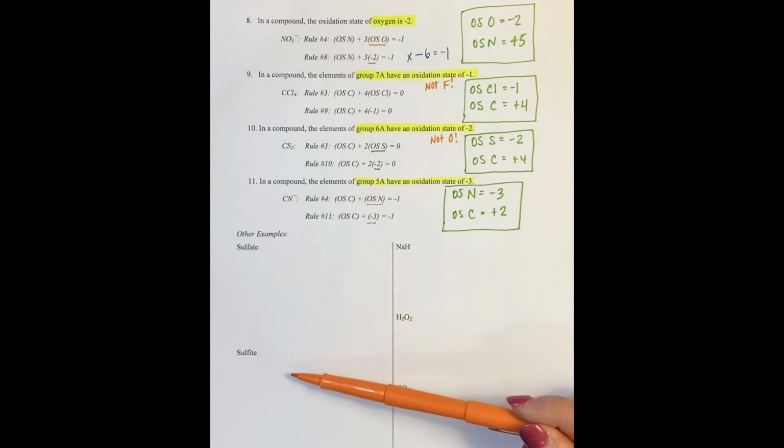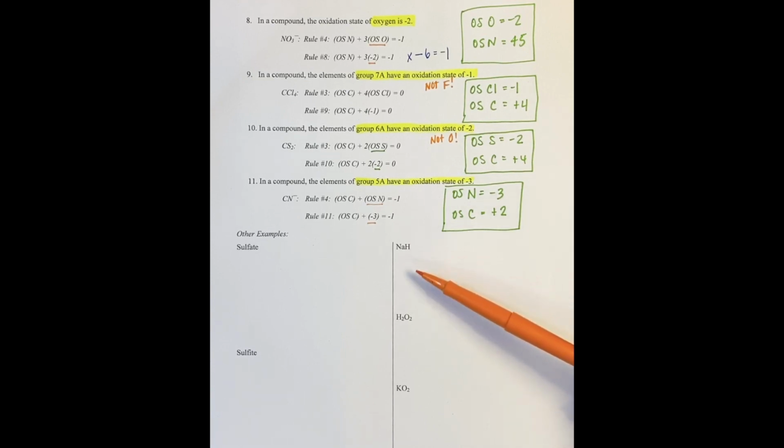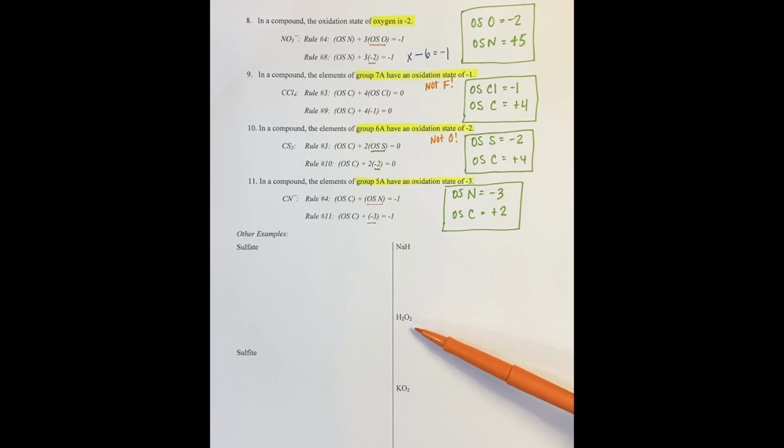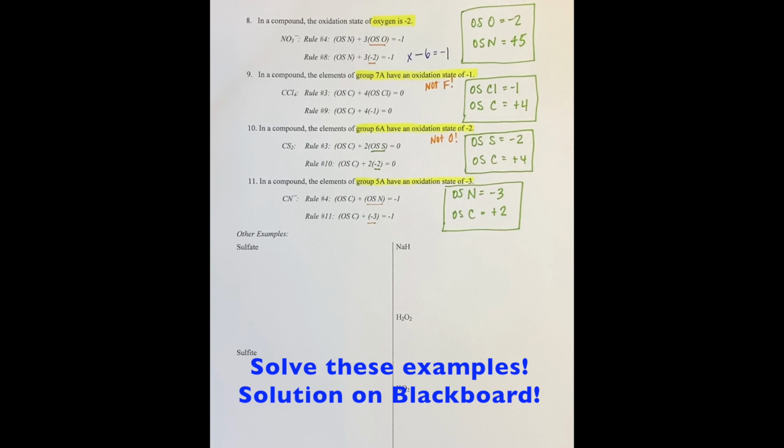What I want you to do is solve for the oxidation states of sulfate and sulfite. Make sure you know what those polyatomic ions are. Then I want you to go on and solve for sodium hydride, NaH, hydrogen peroxide, H2O2, and potassium superoxide, KO2. All of the compounds that you see in this example will utilize the hierarchy of these rules, meaning that all of the elements we have across all of these compounds have a rule that deals with those elements. But as you work your way through the list, you're not going to use all of the rules. So what I want you to do is solve for the oxidation states of all of those compounds, and I'll post the solution on Blackboard.